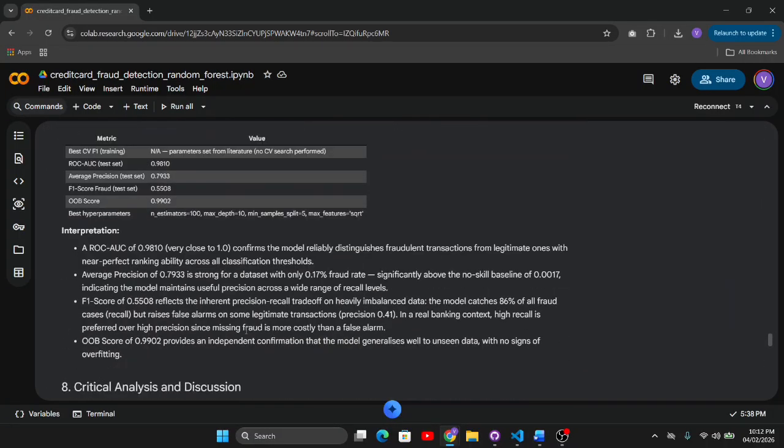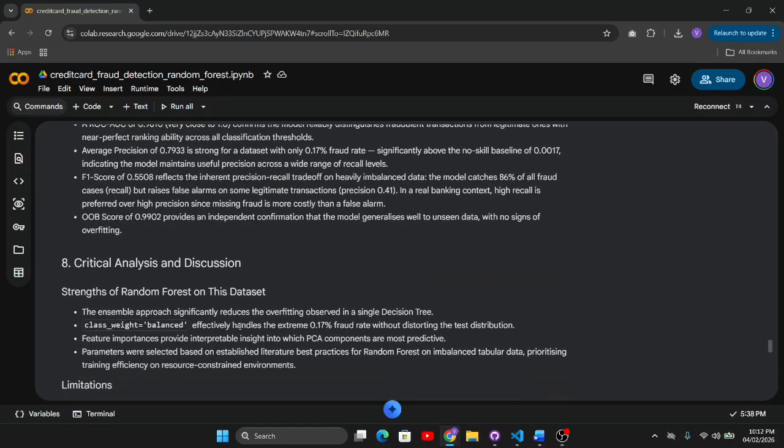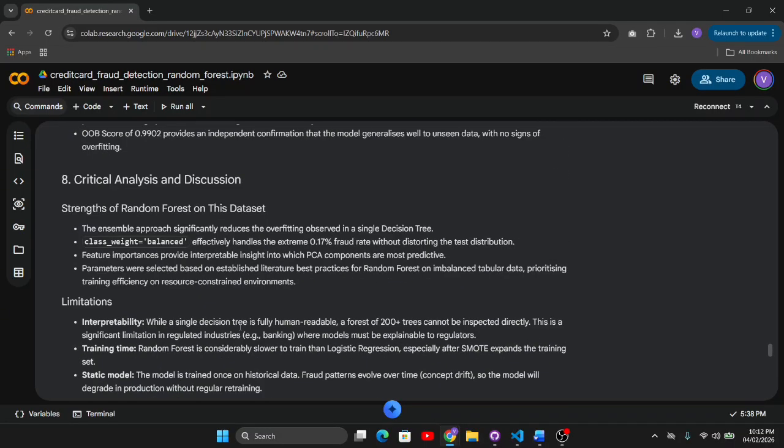The two main limitations are that it's a black box with 100 trees, hard to explain to regulators, and it's slower to train than logistic regression. To improve it, lower the classification threshold from 0.5 to around 0.3 to boost recall, switch to XGBoost for better precision-recall performance, and add SHAP values for explainability. And that's my section. Thank you.